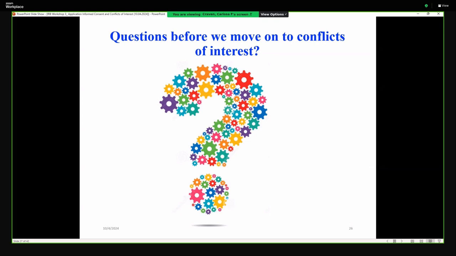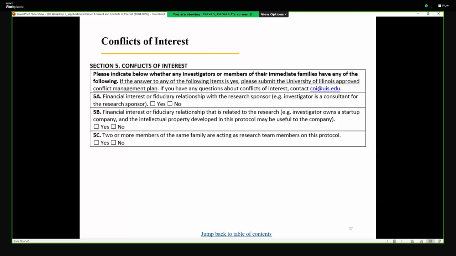All right. The conflicts of interest section of the IRB application is much smaller. It could get more complex depending on what you're actually involved with. Again, it's just 3 questions. And it's, do you have a financial interest or fiduciary legal relationship with the research sponsor? If it's not sponsored research, it doesn't apply. If you have that sort of interest or relationship related to the research, that might apply. Some instances are owning a startup company, or if you develop intellectual property, it might be useful to your company. That mutually beneficial relationship could cross a line if it's not managed.